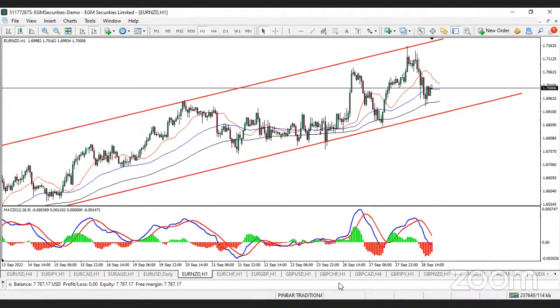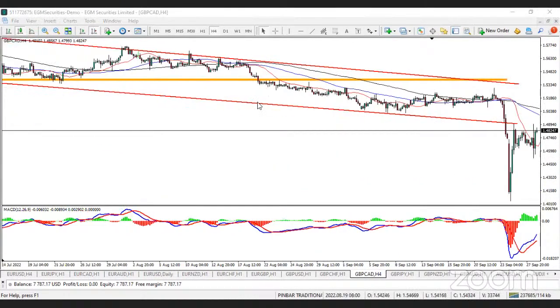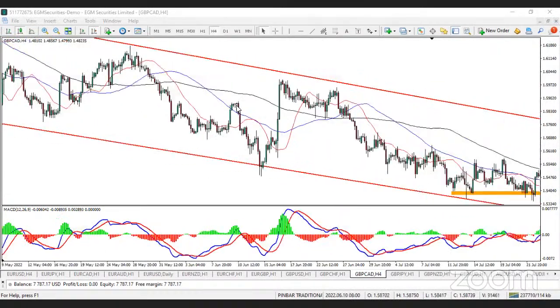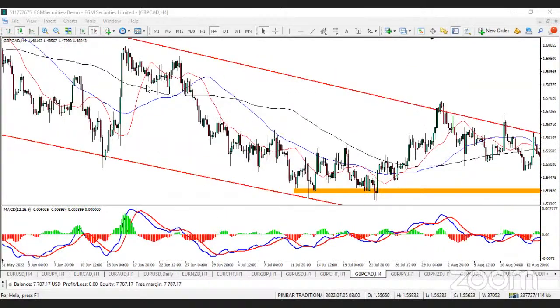Another asset is pound against Canadian dollar. So this has had a prolonged down channel, and this structure would have offered you nice opportunities to sell along the upper trend line. So market would rise, it would retest the upper trend line, and upon failing to break above that resistance, you'd have a huge impulse move towards the lower line of that channel.